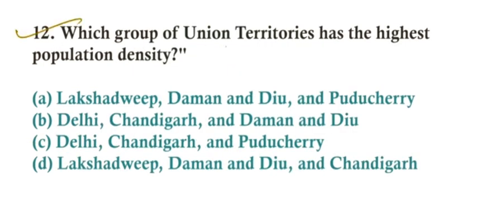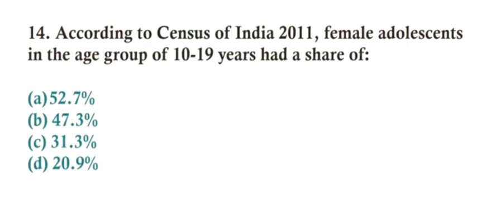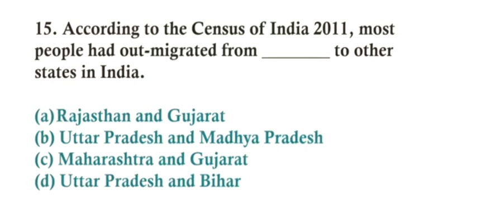Question number 12. Which group of union territories has the highest population density? Option number C is the correct answer, Delhi, Chandigarh and Puducherry. Question number 13. What was India's annual exponential growth rate as per 2011 census? Option number B, 1.64%. Question number 14. According to Census of India 2011, female adolescents in the age group of 10 to 19 years had a share of? Option number B, 47.3%.